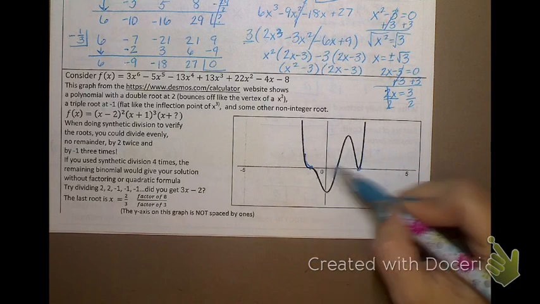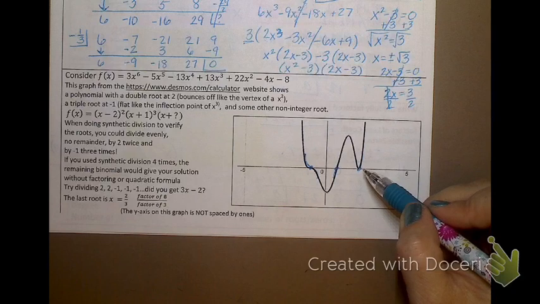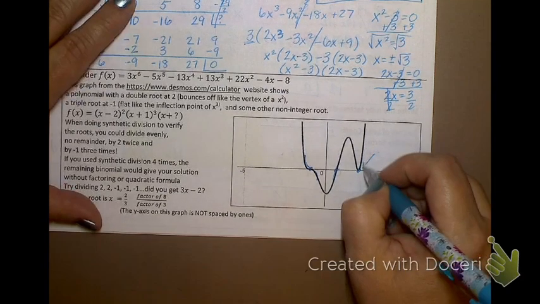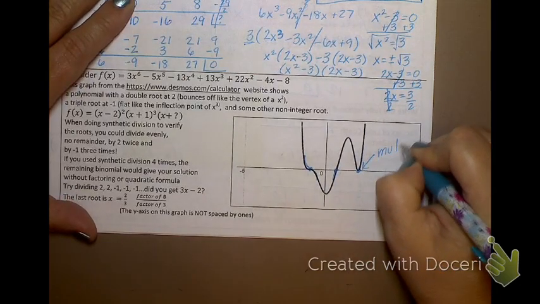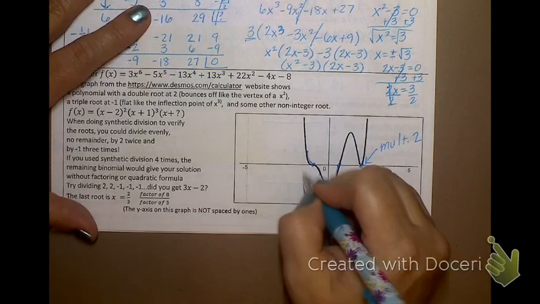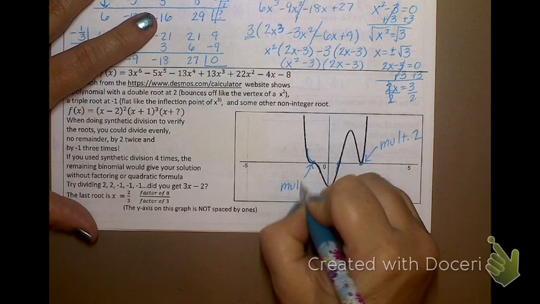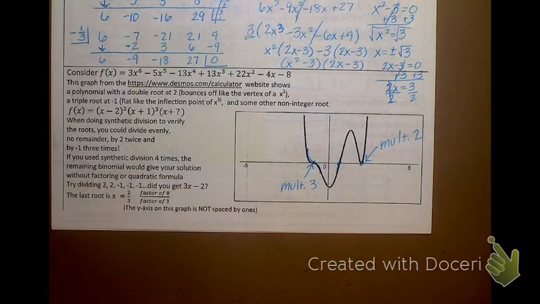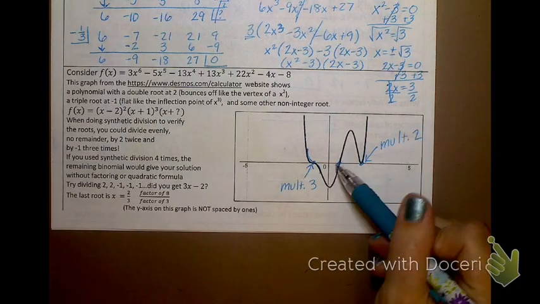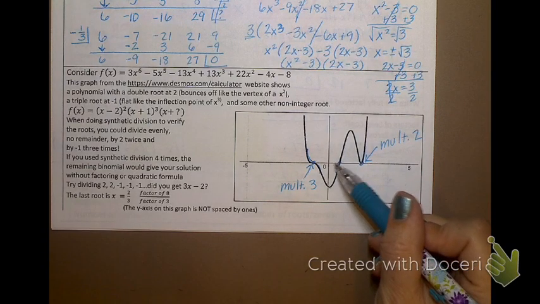Those are examples of different multiplicities of roots. Remember multiplicities? So this right here, this little kiss, has a multiplicity of 2. We call that a double root. This little wiggle right here has a multiplicity of 3. We call that one a triple root, or a point of inflection. The one that just goes straight through the x-axis, that's what we've been looking at. That's just a multiplicity of 1.